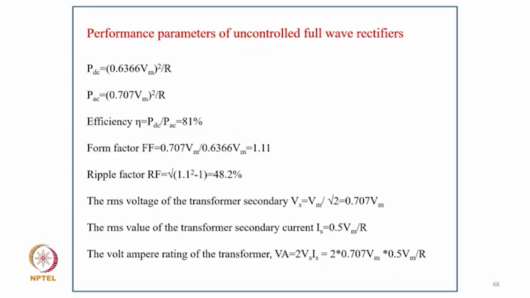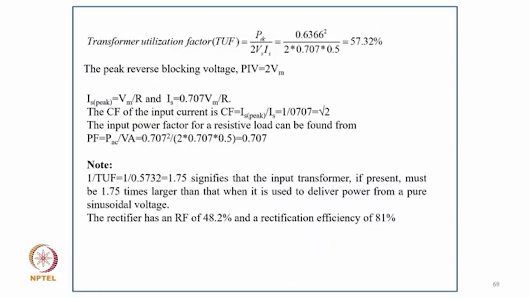And RMS voltage of the transformer secondary is Vs equal to Vm by root 2 equal to 0.707 Vm, and the RMS value of the transformer secondary current is Is equal to 0.5 Vm upon R, and the volt ampere rating of the transformer VA equal to 2 Vs Is equal to 2 into 0.707 Vm into 0.5 Vm upon R.